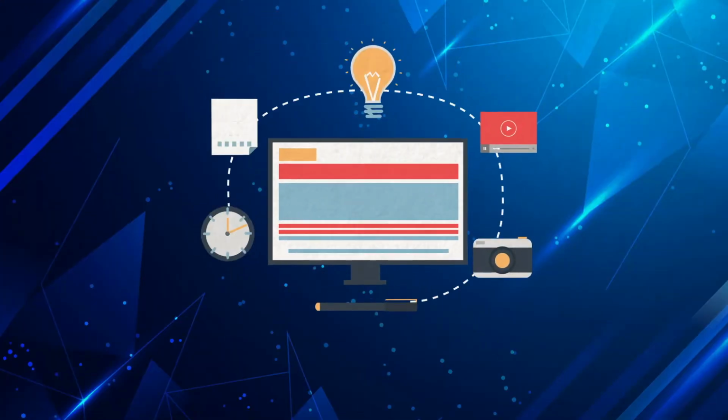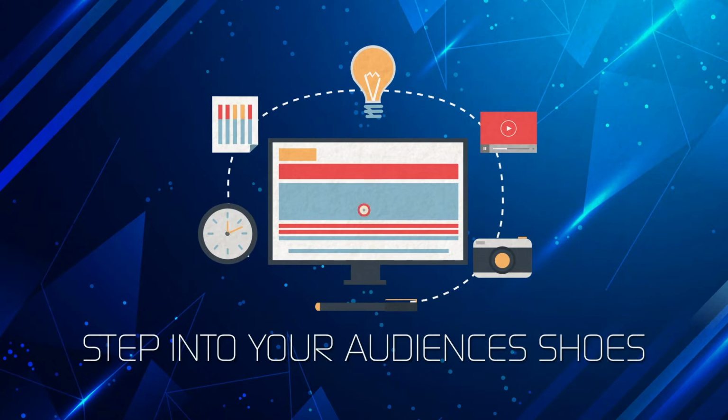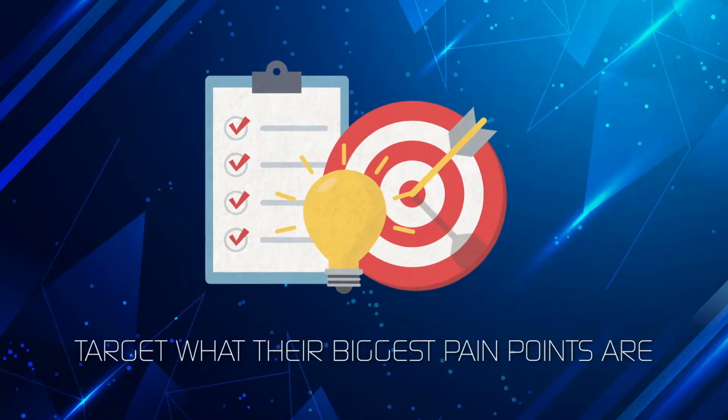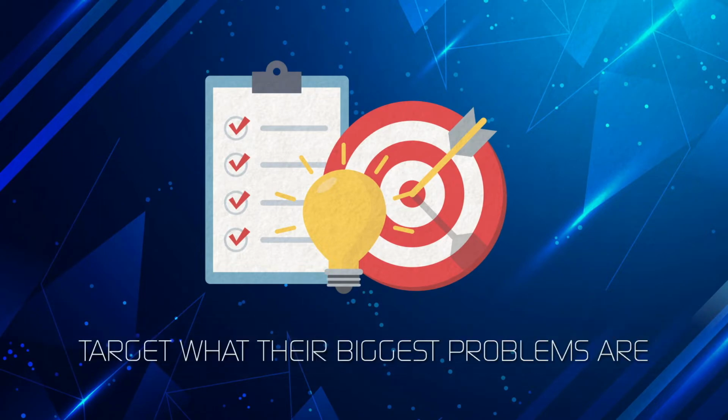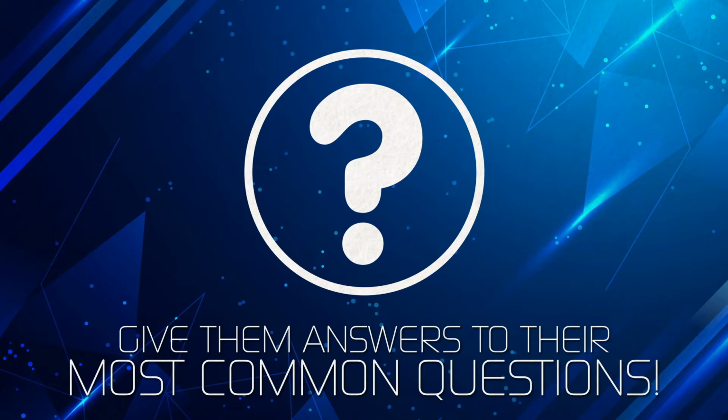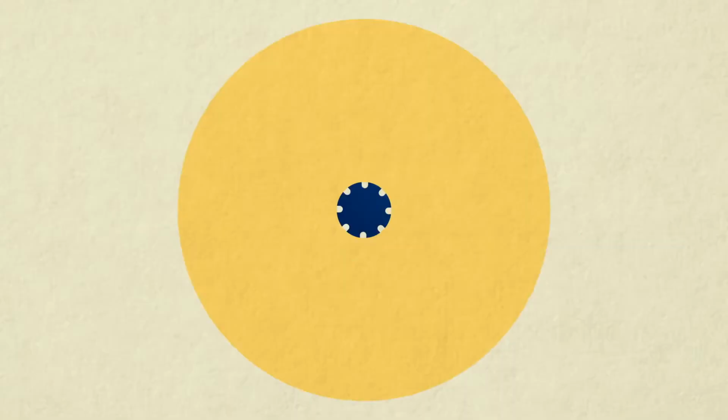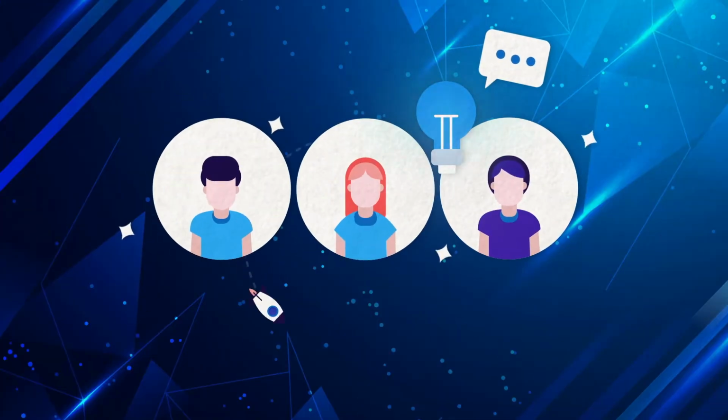The most profitable thing you can do in any niche is to step into your audience's shoes. Target what their biggest pain points are, target what their biggest concerns are, target what their biggest problems are. And the best way to do this is to give them answers to their most common questions. Our Q&A writer allows you to do exactly that.